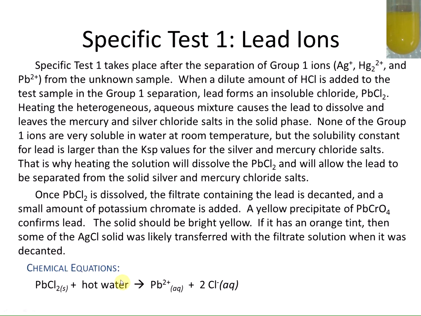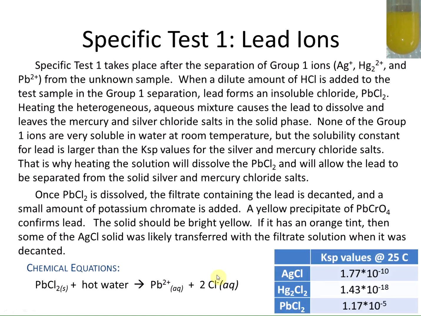So the chemical equation for this, the first one is the lead chloride in the solid form. When you add the hot water, you dissolve it to make the lead ion and the 2 chloride ions. And remember, we said that the lead has a much larger solubility constant than the mercury and silver. It still has a very small one. It's not very soluble, but it's much larger than the mercury or the silver. And this is why heating it will cause the lead to dissolve, but heating any mercury or silver, it will still stay in solution because these formation constants are still very, very small compared to the lead.